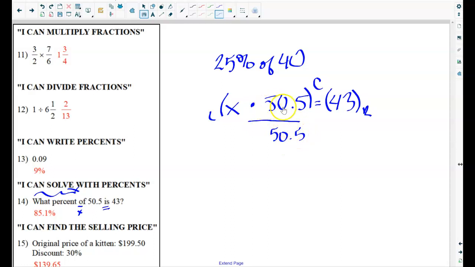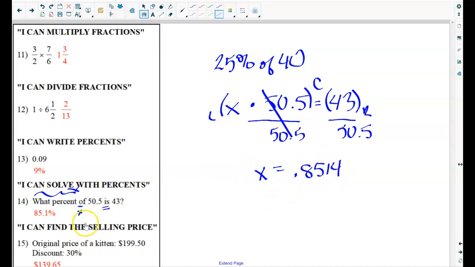50.5. Why am I looking on this side? Some people might say, why don't I subtract 43? You want the variable by itself when it comes to solving. So I need to cancel this with the, because it's with the variable, okay? So I get X equals, I got something like 0.8514.